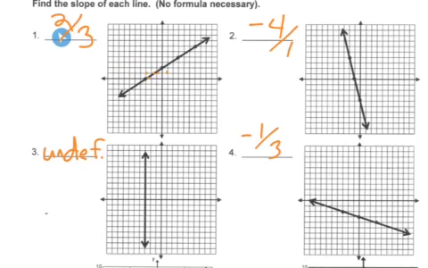It was up, so that's positive. Down 4 over 1. Down 4 means negative. Straight up and down line would be undefined. You can't divide by 0. And we have negative 1/3. That is always what a positive slope would look like. This is always what a negative slope would look like.